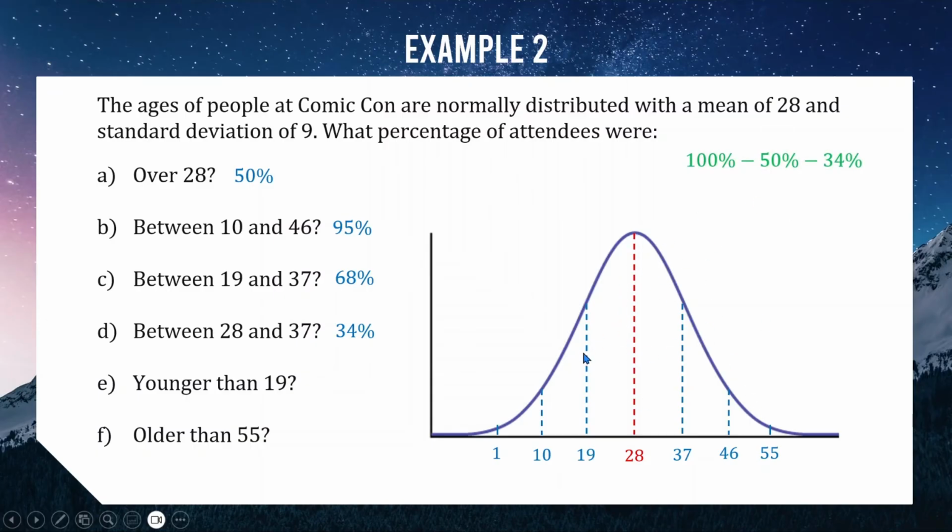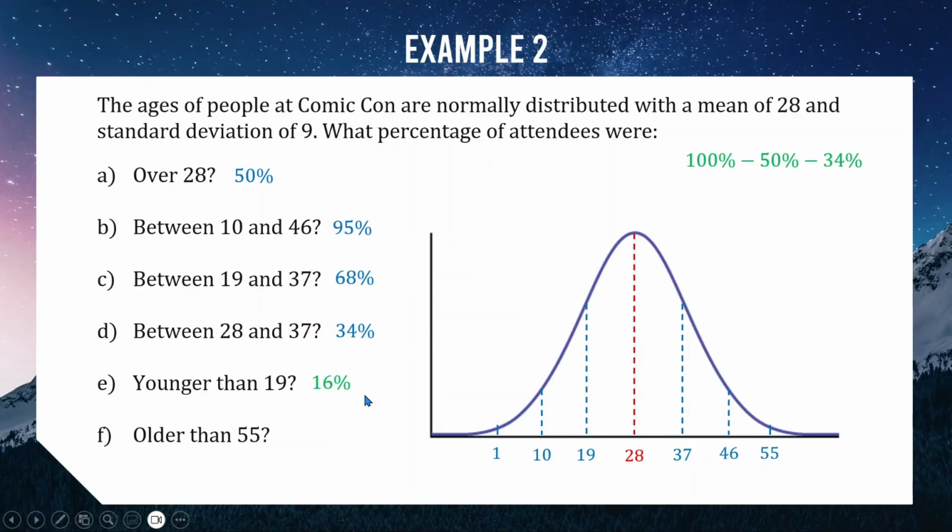Okay, so if there's 84% above 19, I can just take 84% away from 100%, and that gets me 16% as my answer. Once again, there's 50% in this section, there's 34% in this section. So if I take those away from 100, it's going to leave me with the rest, which is 19 and below, which is only 16% of my data set.